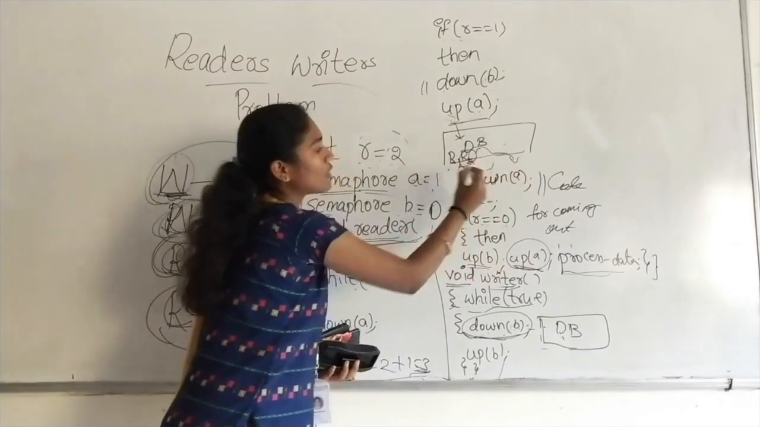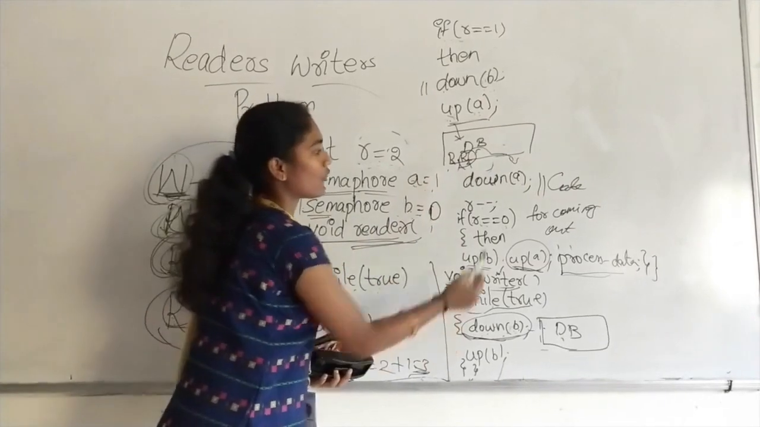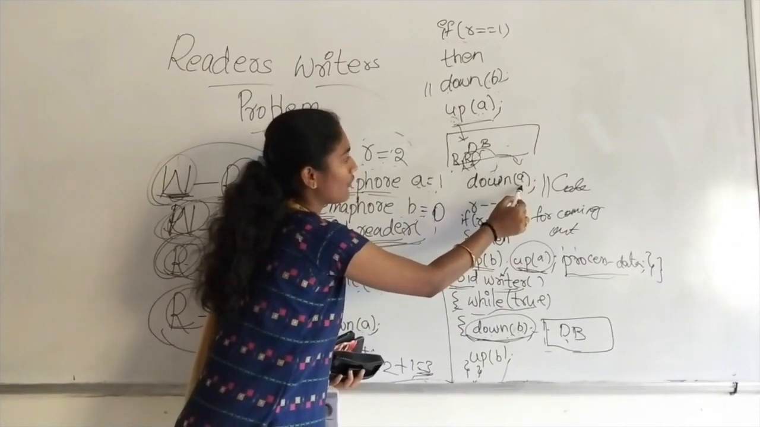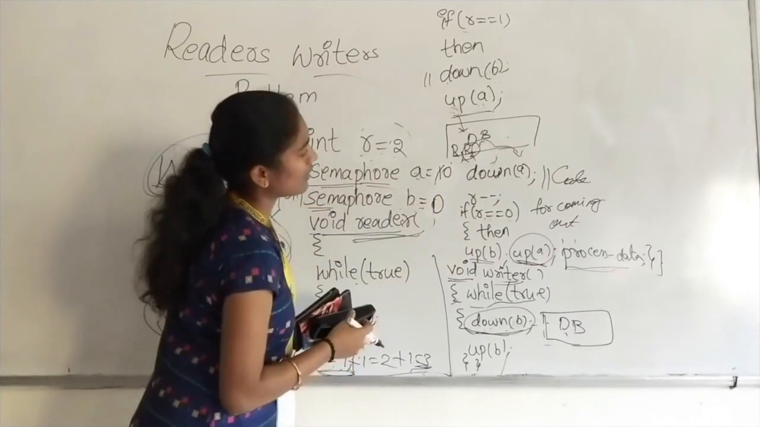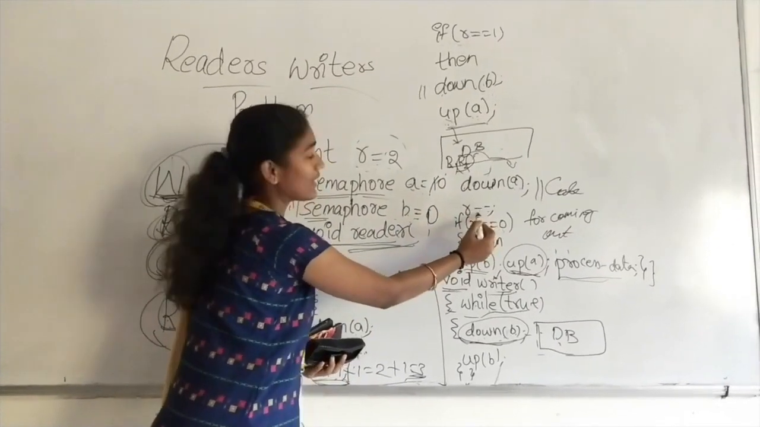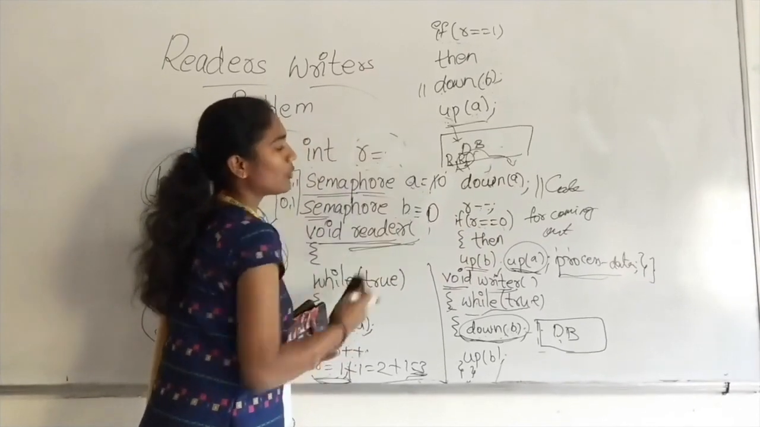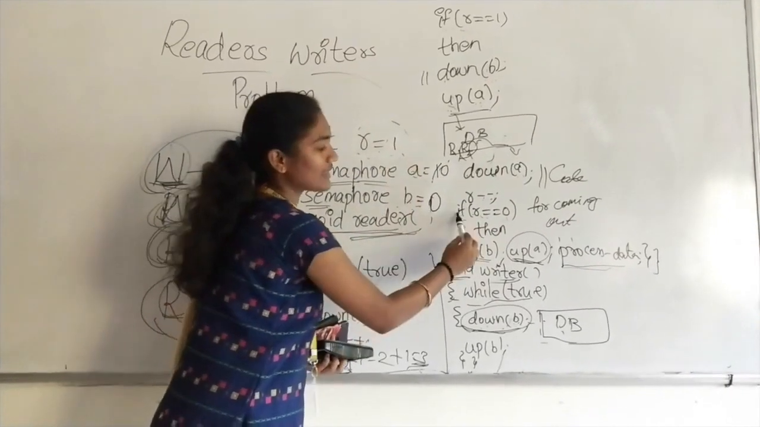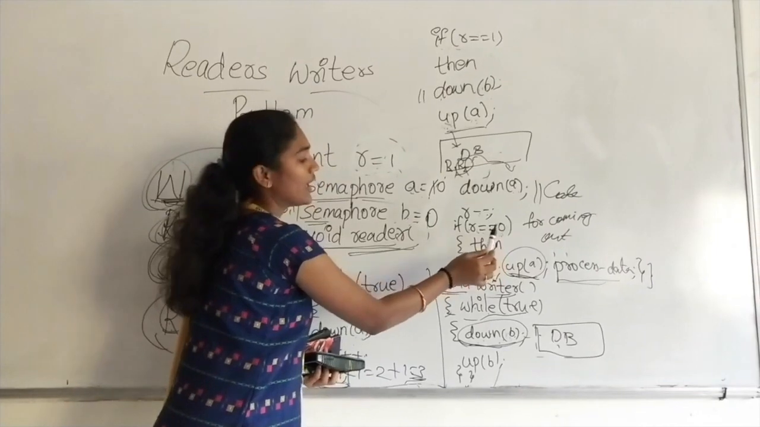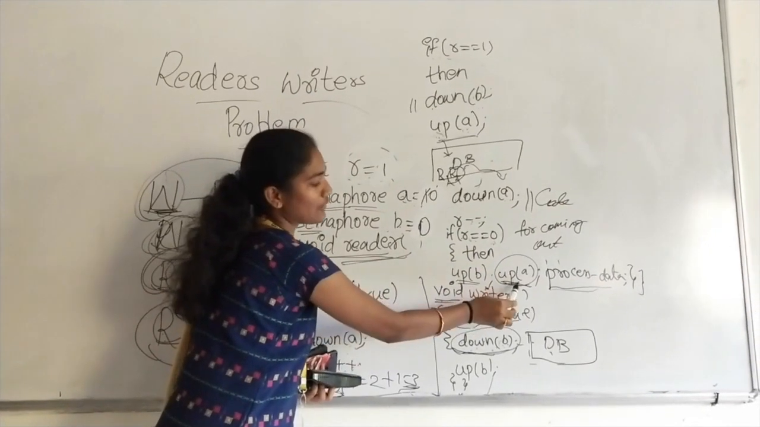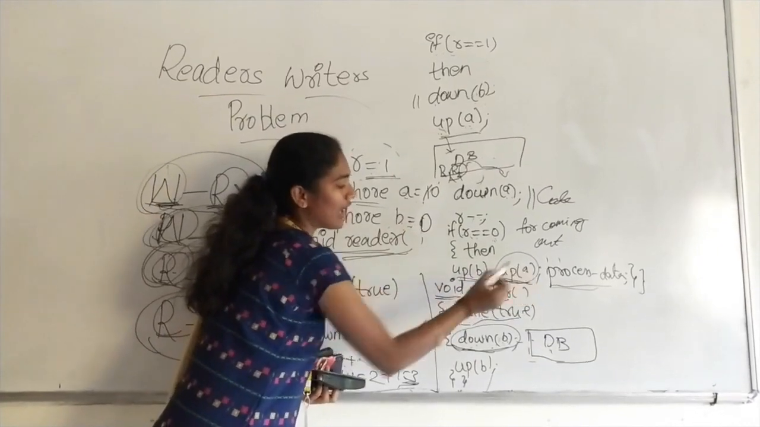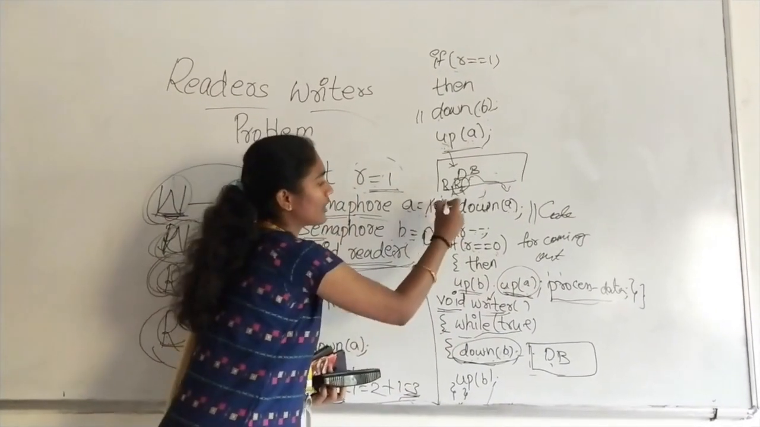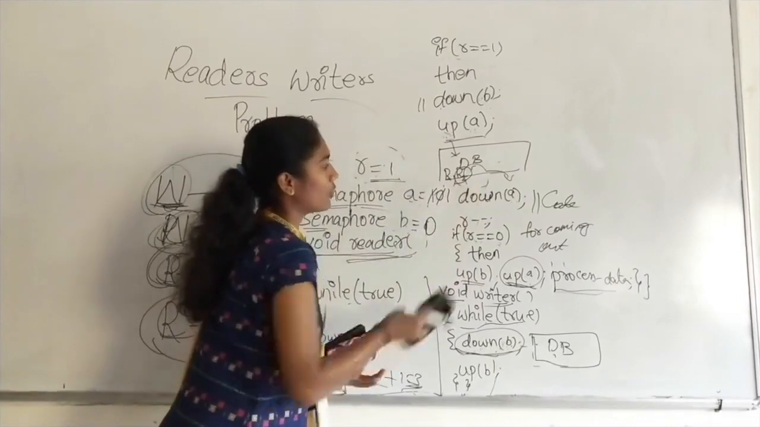Now if R2 wants to come outside, then the same procedure will follow. It will decrease the value of a. So again it will become 0. R gets decremented. So the R value is 2 minus 1, 1. It will check whether R is equal to 0 or not. If it is so, then it will follow one path, otherwise the other. R is 1, so it will increase the value of a. Again it will become 1. Now this reader also came out.